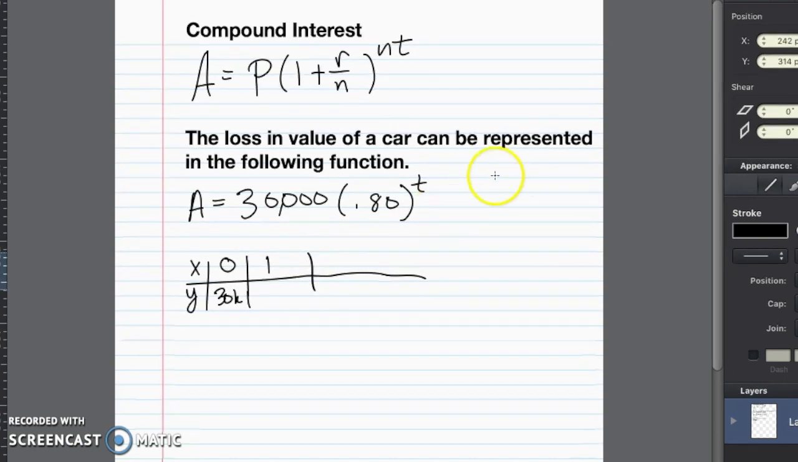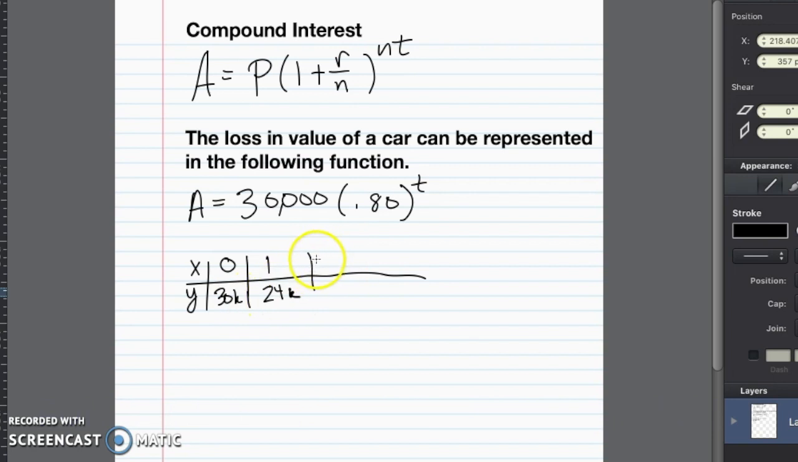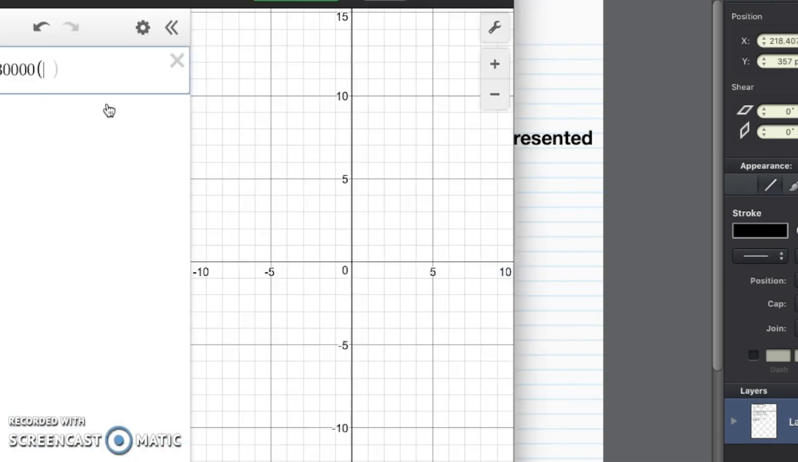So I'm going to get 0.8 to the 1 power, and then I'm going to multiply that by 30,000. So let me see what that looks like. So that's going to be 24,000. So we're already looking at a loss right there. We can continue this trend, right? But we're going to see that the decrease in value happens pretty rapidly. So let me get to the graphing portion of this, and let's use a computer to graph.